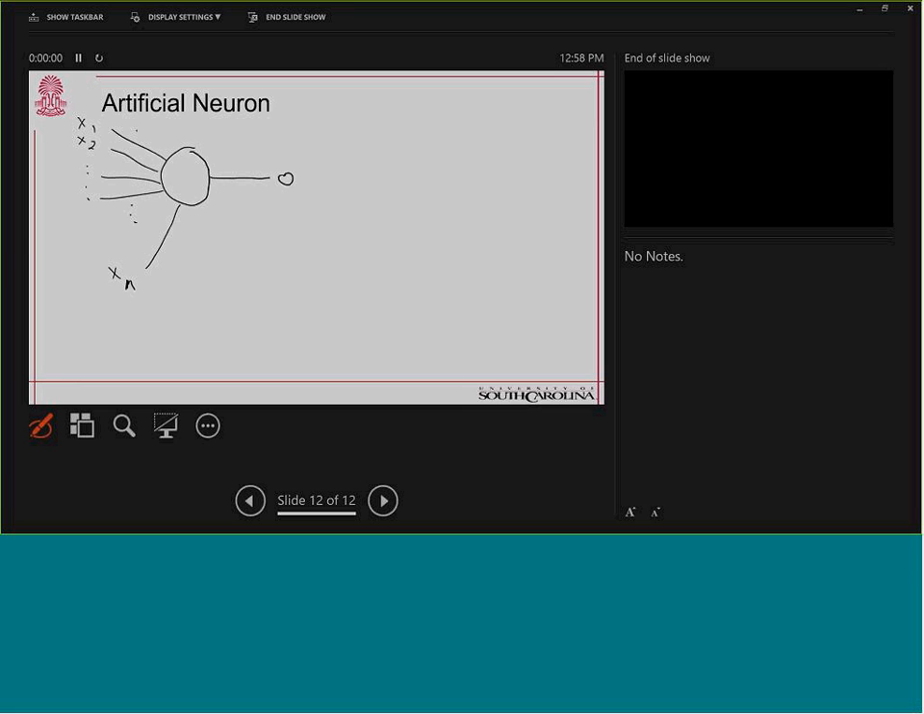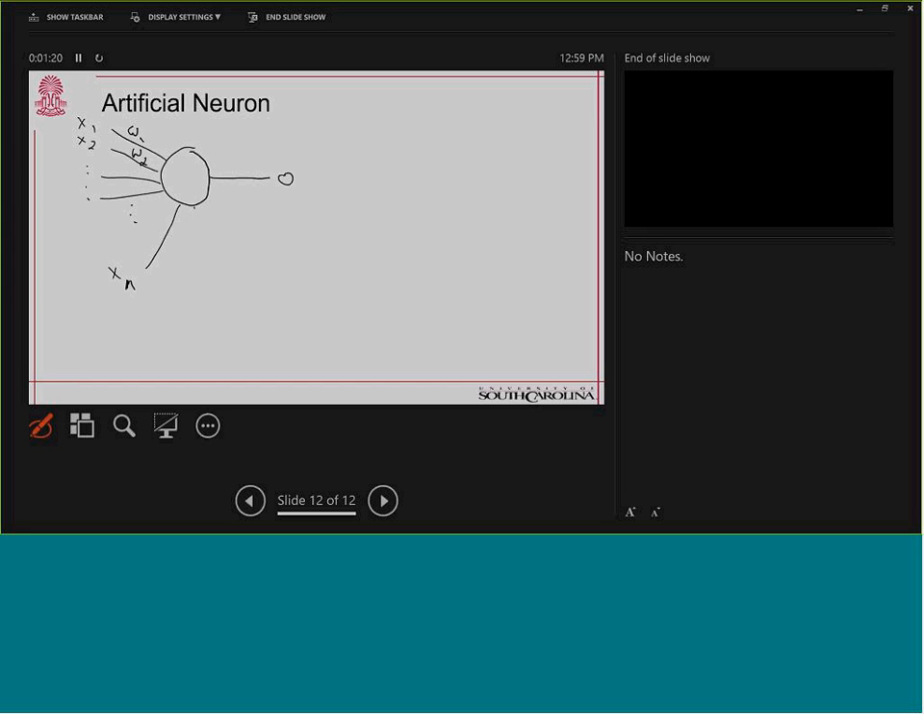Every one of these connections has a weight, W1, W2. The attributes of W are that they are continuous numbers between negative infinity and infinity. They can be any number. The larger the number, the more impact that particular input has on the output of the neuron. The weights can be positive or negative. If it is positive, that particular input is said to be excitatory. If it is negative, it's called inhibitory.